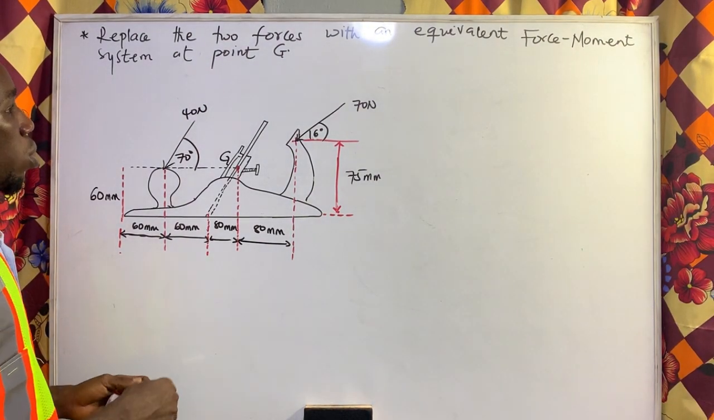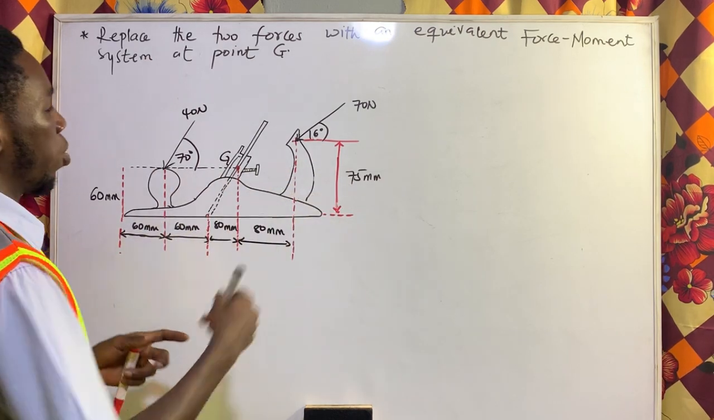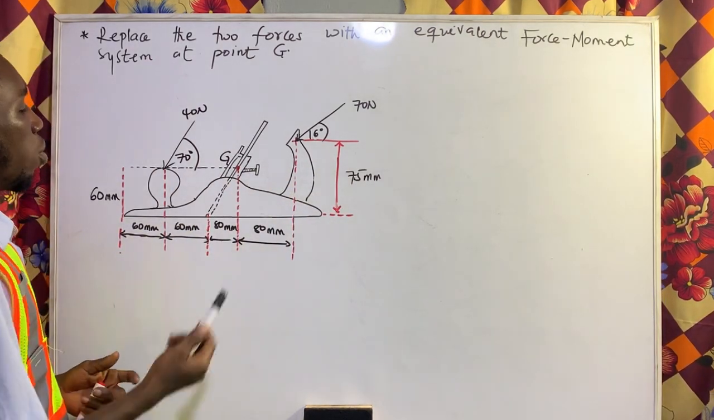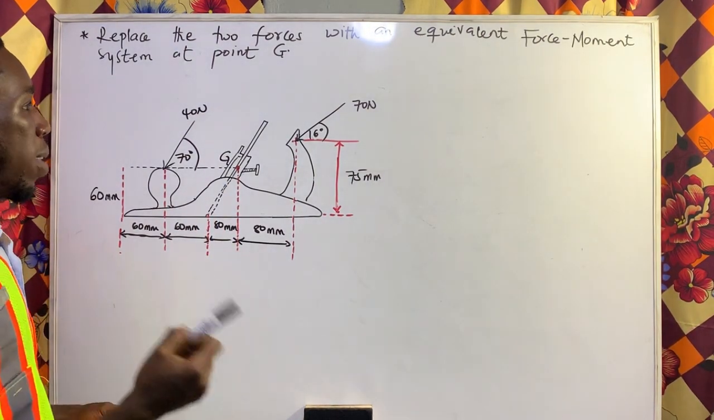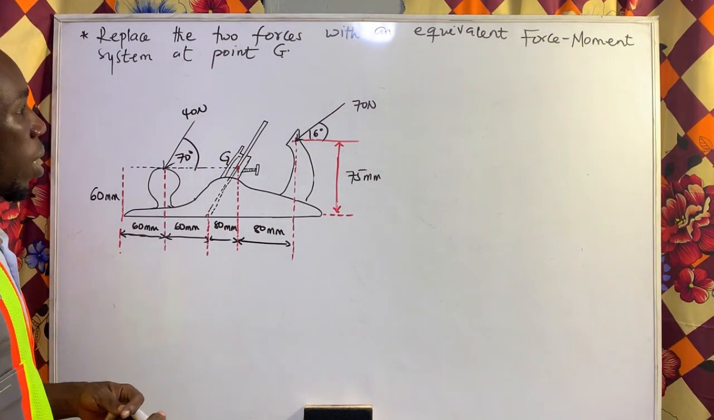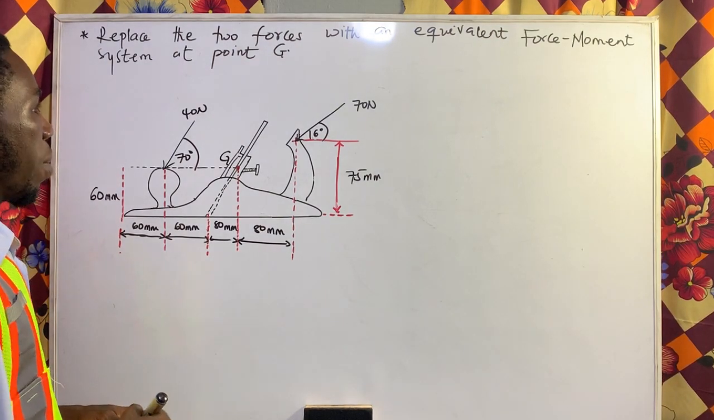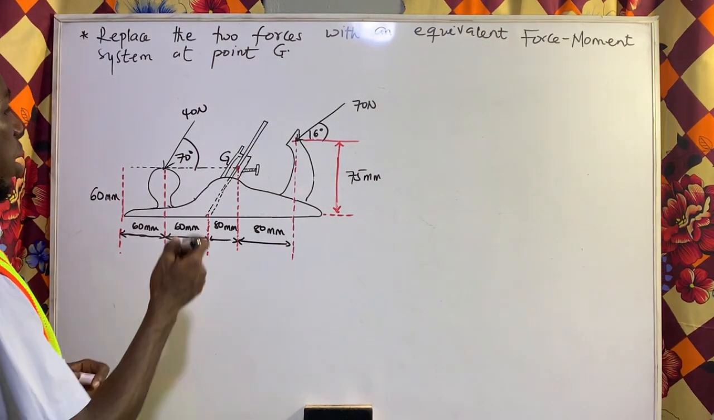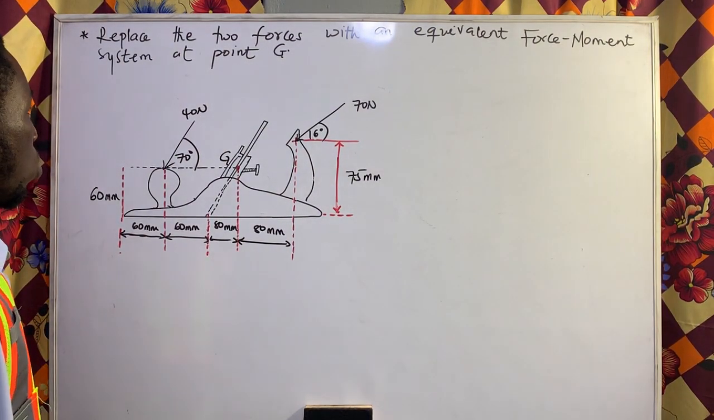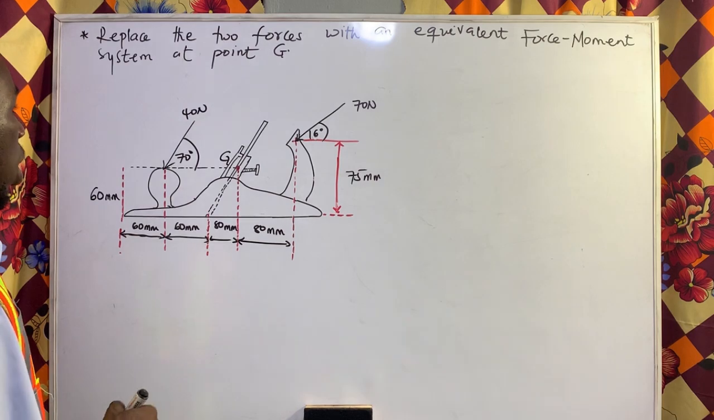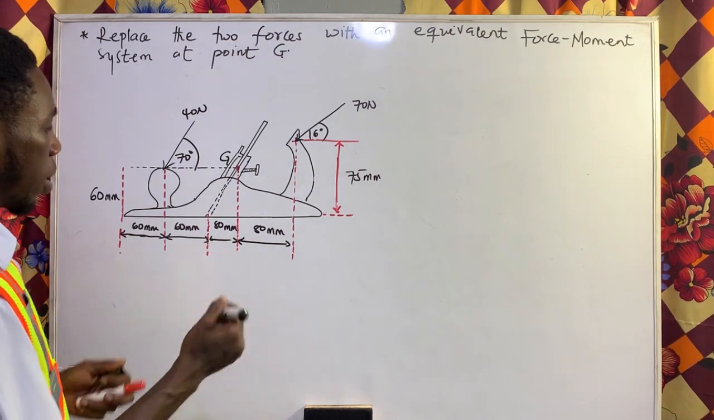So what I'm supposed to do is to find the resultant of these two forces and then replace them by that resultant force at point G, and then find the moment that will be caused by these two forces and then replace the entire moment by the resultant moment and indicate that at point G. So that's what we're going to do. We're going to start by finding the resultant force.